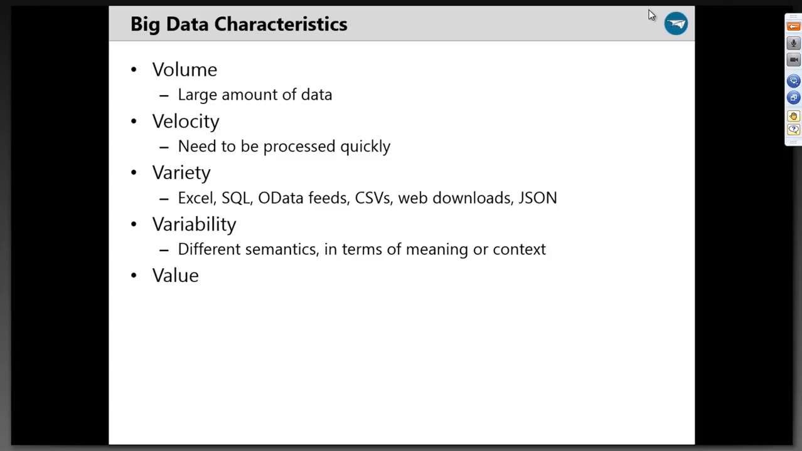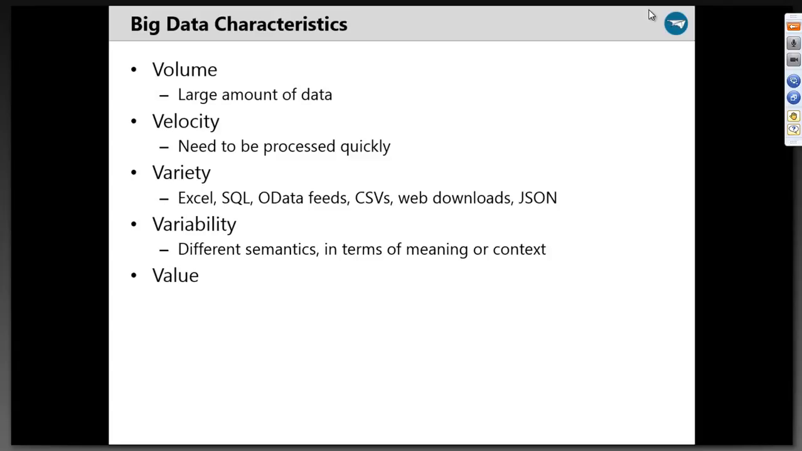So you know you have big data if you have volume, a lot of data. If you have velocity, the data needs to be processed very quickly or it's coming in very quickly. You have a variety of data, meaning you have data that might be relational, it might be Excel, it might be CSVs, it might be video, it might be OData feeds. You have variability in the data, which means that as the data matures, the semantics might change, right?